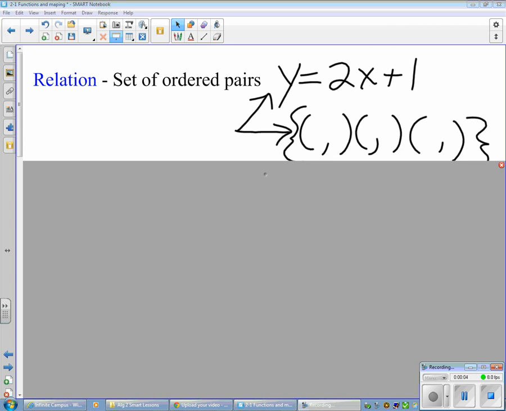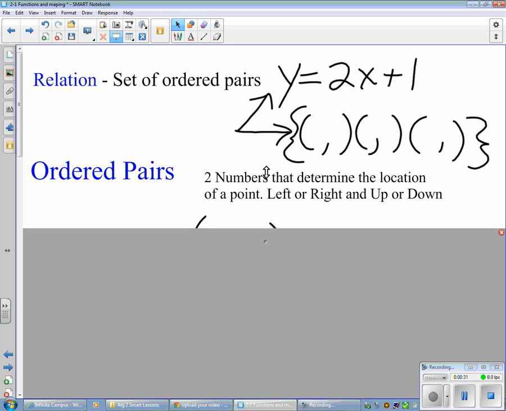Hello. Today we're going to talk about relations and functions. Relations are just a set of ordered pairs. They can be in the form of just a list of ordered pairs, or they can be in the form of a formula, where y equals 2x plus 1. That would be an example of a relation. But basically, it's a set of ordered pairs.